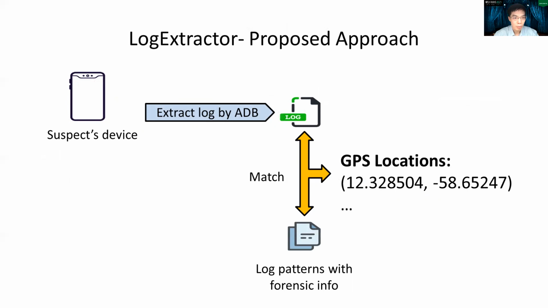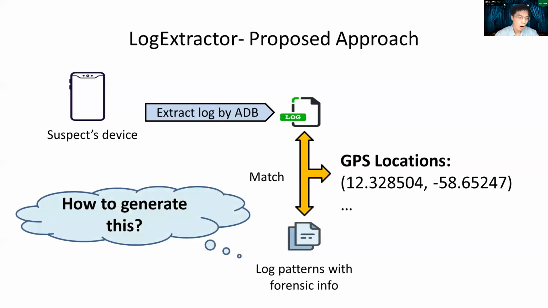And here is our proposed scenario with the help from LogExtractor. After the forensic investigator obtains the log messages from the suspect device, LogExtractor automatically identifies the evidentiary log messages and extracts the evidence, like GPS location, as shown in the example. So now the problem is how to generate this kind of patterns. Next, we will present how we generate the patterns for matching and extracting the evidence.